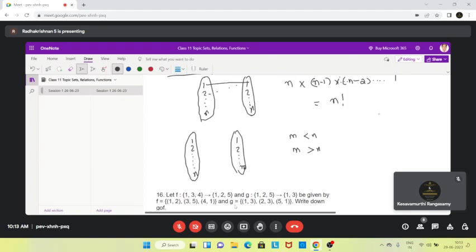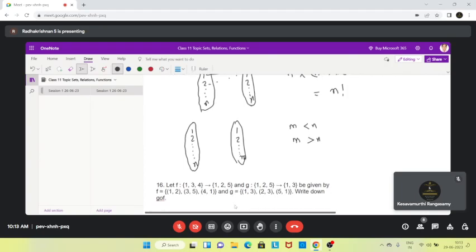So that's already seen. So m less than n, m greater than n. Suppose m less than n. So let us say there are 10 here and there are only 5 here. So in this case, how many one to one functions can be defined?